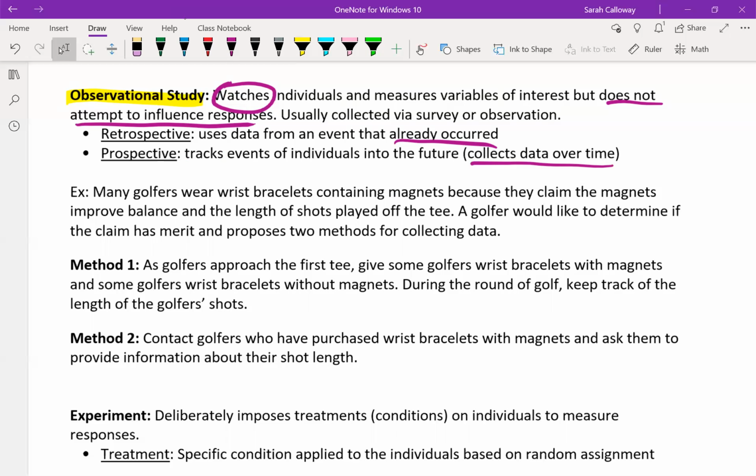So if we think about what's going on, the people conducting the study should not attempt to influence responses. So by them interacting with the golfers and giving them a bracelet, this is not an observational study. If instead maybe they were just looking at golfers approaching the tee and seeing if they had one of these wrist bracelets on, and if they did, collecting data about them, that would be an observational study. Okay, so if they're observing, oh, that golfer has this bracelet on, I'm going to record the length of their shot, that would be an observational study, not giving them a bracelet and then recording the data.